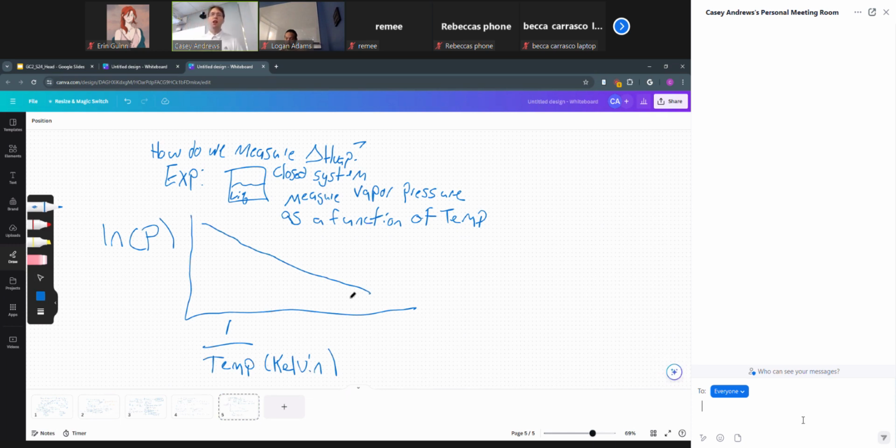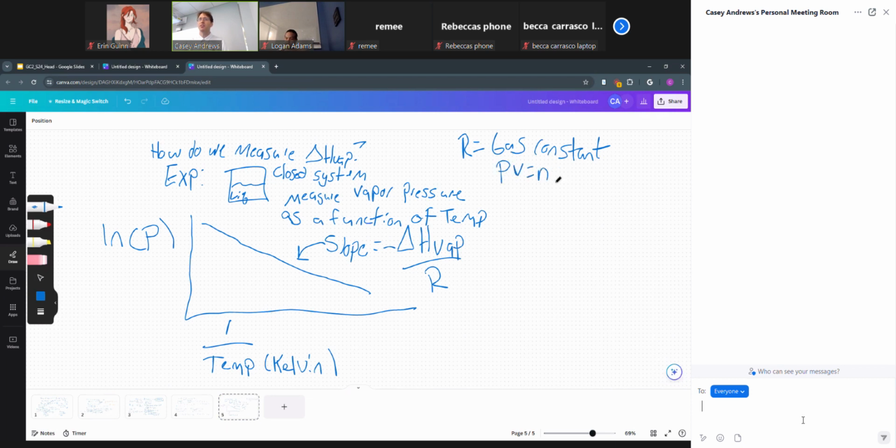And the slope of your line is equal to negative delta H vap divided by R. R is our friend, the gas constant. You might remember R from such equations as PV equals nRT. The ideal gas law, it's the same R.